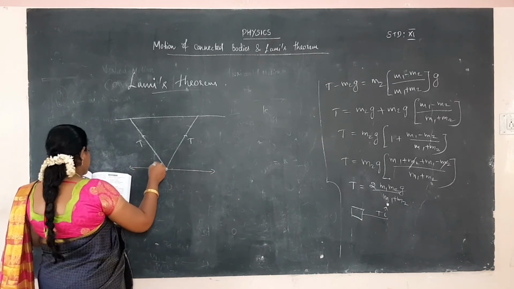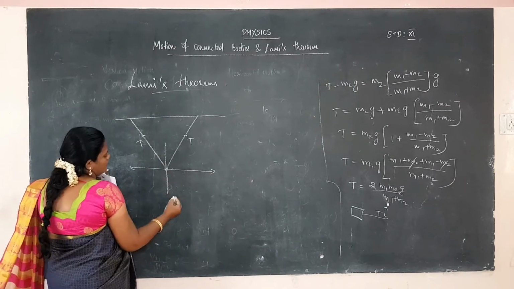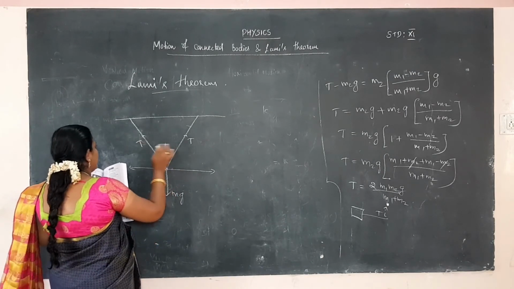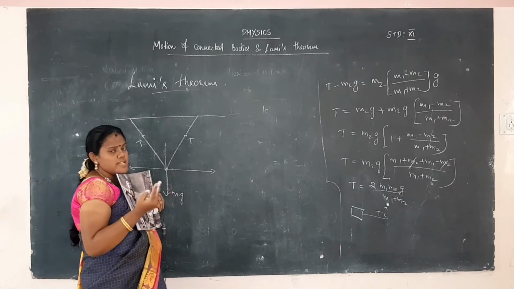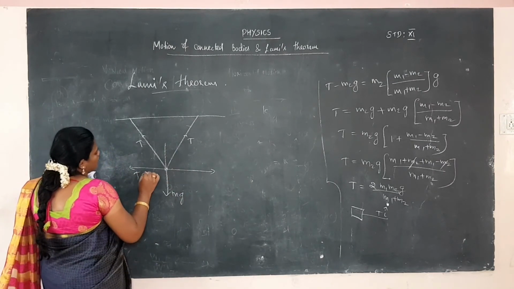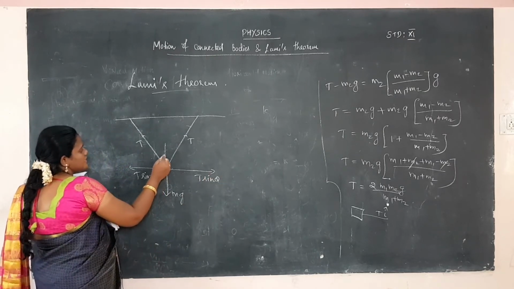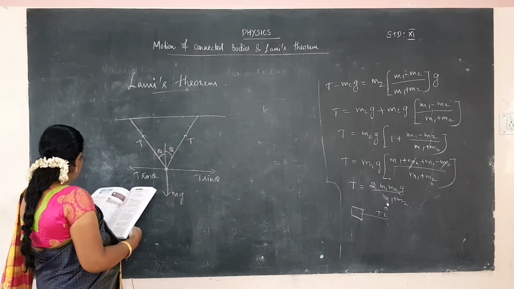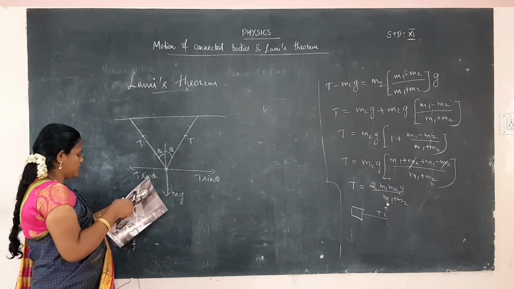Vertically two forces act, and horizontally two forces act. Downward, the weight gives a downward force, that is M into G. The tension acts on two sides, and each tension is considered as two components: the vertical component T cos theta and T cos theta, and the perpendicular component T sin theta and T sin theta. This angle is theta and theta. Now we use Lami's theorem. Let us see how to use Lami's theorem.